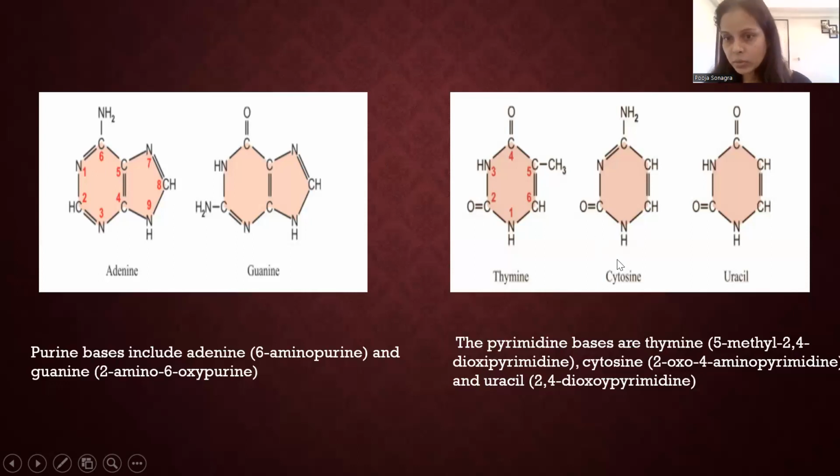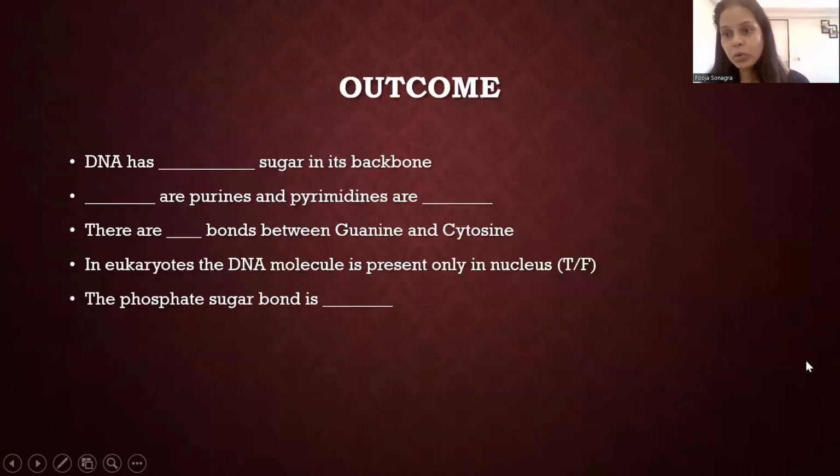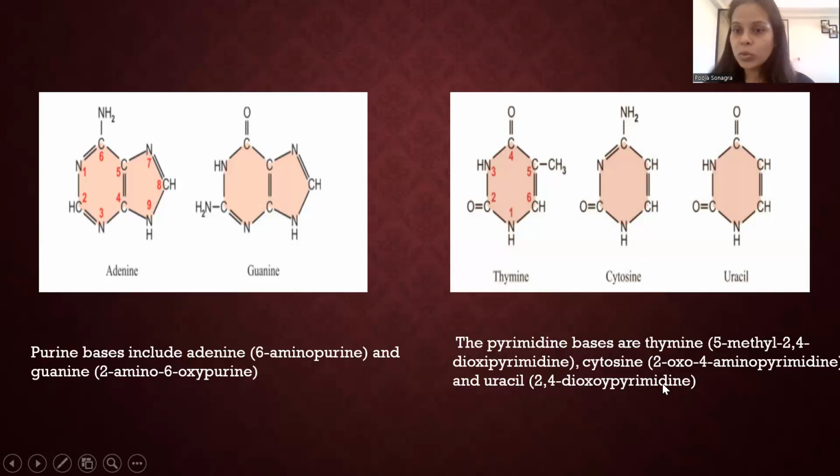So this is your thymine. Now, when we see cytosine, cytosine is 2-oxo-4-aminopyrimidine. At the 2nd position, there is oxygen. At the 4th position, there is NH2 present. And so the name has been given to cytosine.